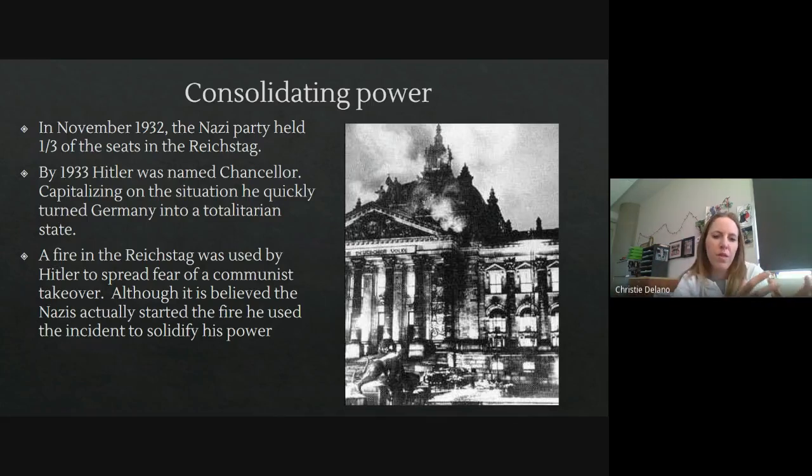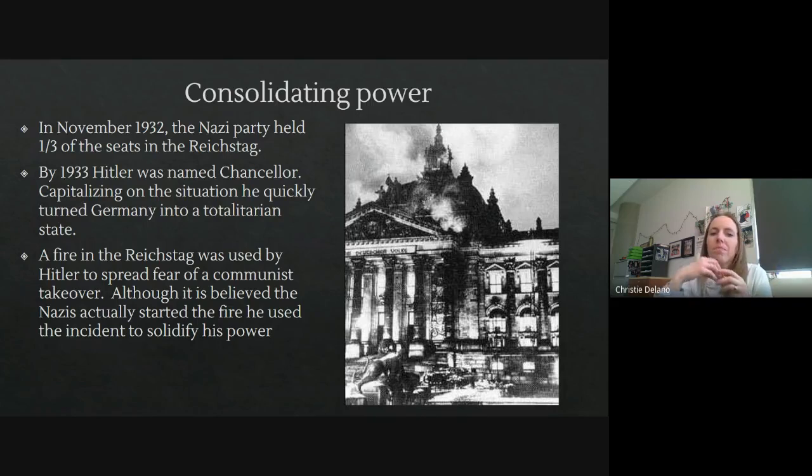How do you go from being a backbencher, a member of the opposition, right, leader of one of the many opposition parties, to now all of a sudden you are chancellor of the country? And so he capitalizes on the very rapidly changing situation in order to turn Germany into a totalitarian state. And he uses a fire in the Reichstag. And a lot of historians believe that this fire was actually staged by the Nazis, and then they used propaganda in terms of fear of communism in order to consolidate power.